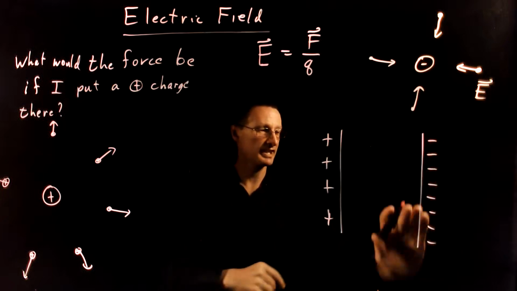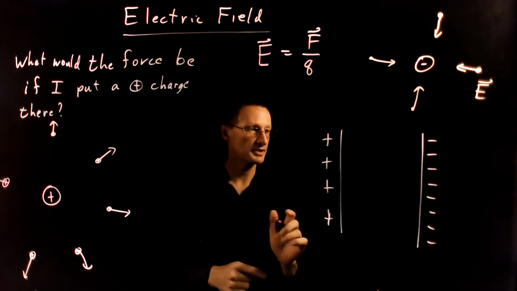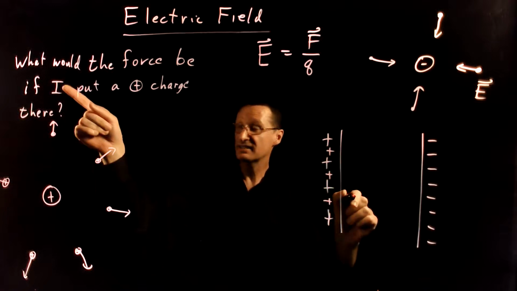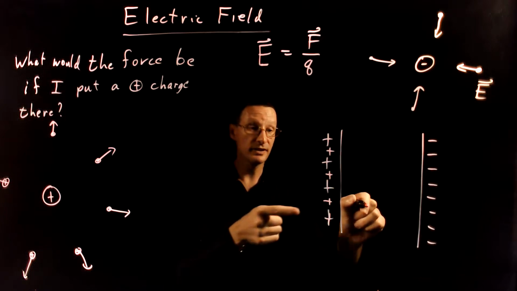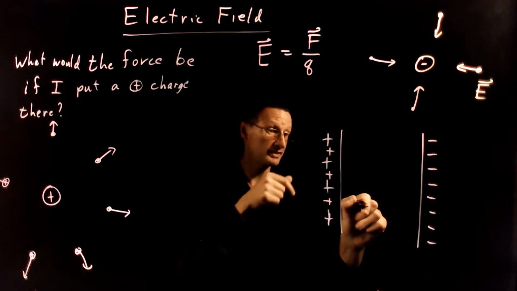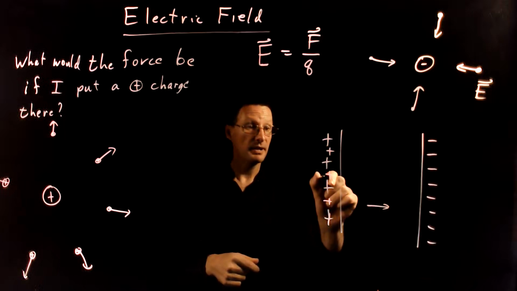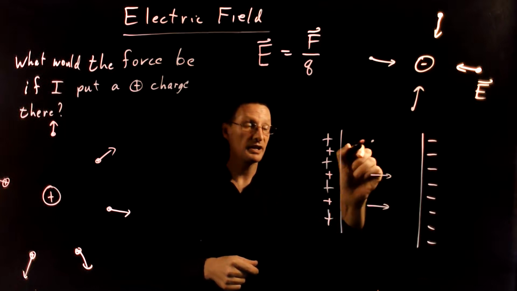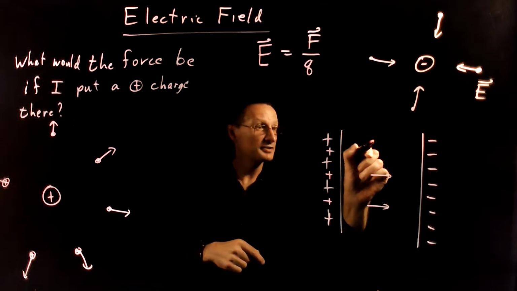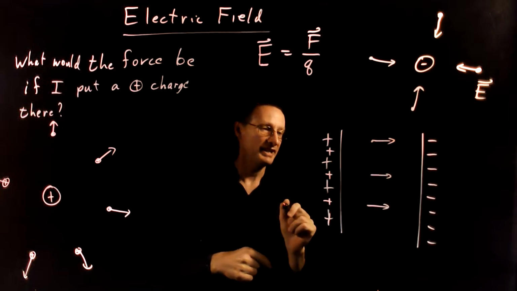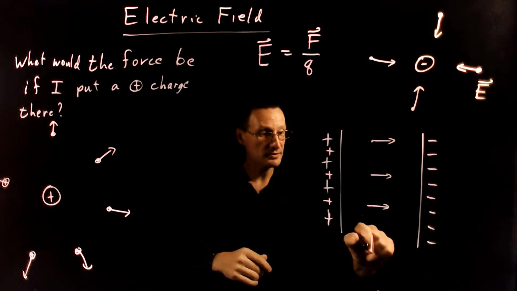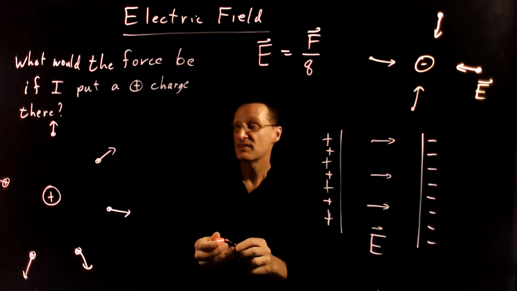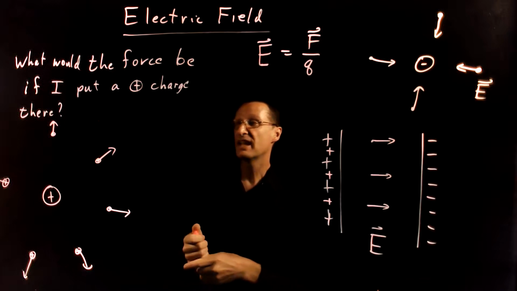I have two conducting plates, and I have negative charge here and positive charge here. I have too many electrons here, and not enough there, leaving positive charge. So if I put a positive charge here, then it's going to be repelled by this, and it's going to be attracted to that. So it's going to point that way. Again, if I put it here, it's going to feel a force that way. Again, if I put a positive charge here, it's going to feel a force that way, right? And so by doing this, I can understand what the electric field is at every point. It's a vector at every point in space. Just ask yourself this question over and over again, and you'll get the answer.